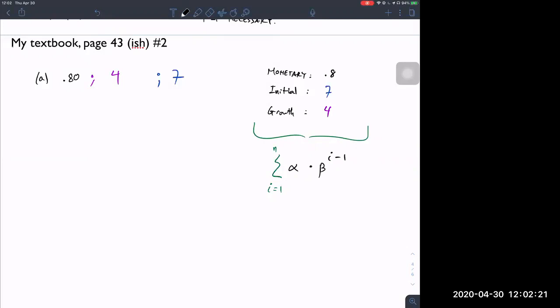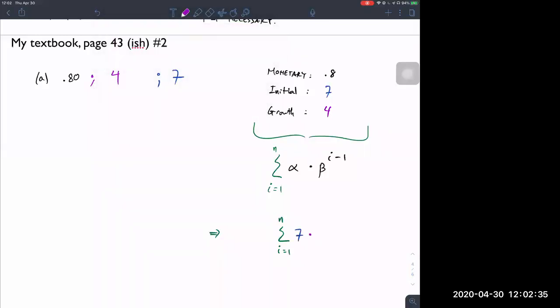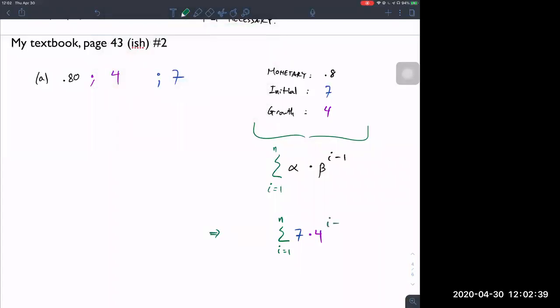So then you further take this along. It's alpha plus beta, right? Not times. No, it is times. Yeah, it is times. 7 times 4 to the i minus 1. And of course, you're not going to forget that you make 80 cents per view, right?